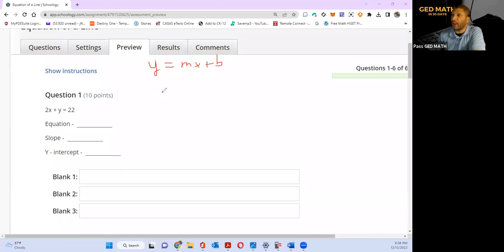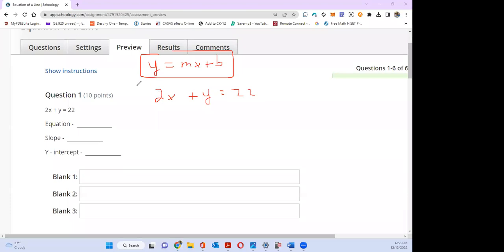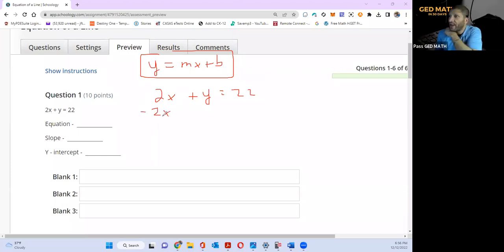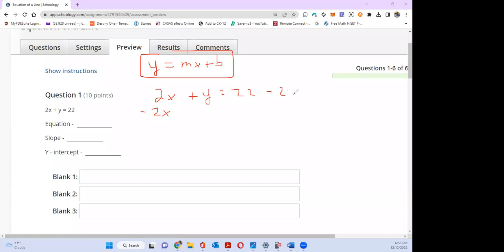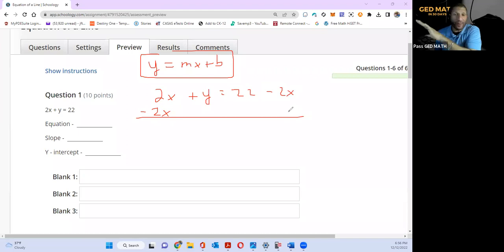Well, right now, this problem is saying 2x plus y equals 22. So if I wanted to get y by itself, what term do I need to get rid of? The 2x. What's the opposite of plus 2x? Minus 2x. Whatever I do on one side, I do on the other. So I subtract 2x over here. Does everybody understand what I just did?